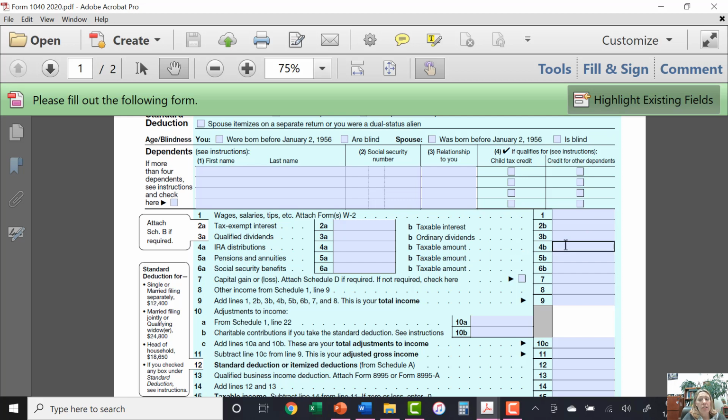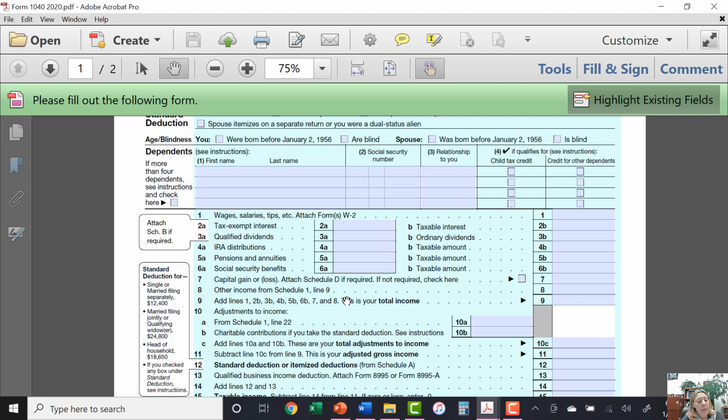IRA distributions, 1099-R, pensions and annuities, those things go here, okay? Social Security benefits, these first boxes tend to be for the total amount that has been received by the taxpayer. If an amount shows up over here, that means it's taxable. The most of Social Security benefits that will ever be taxable is 85%. Okay, and that's if they have other income just besides Social Security.